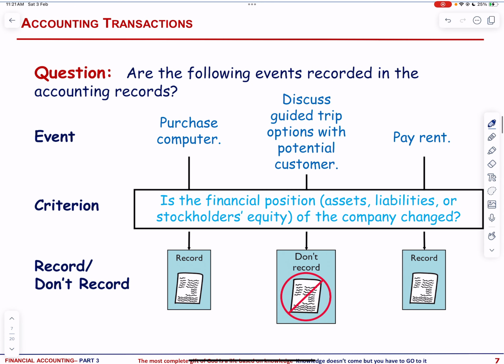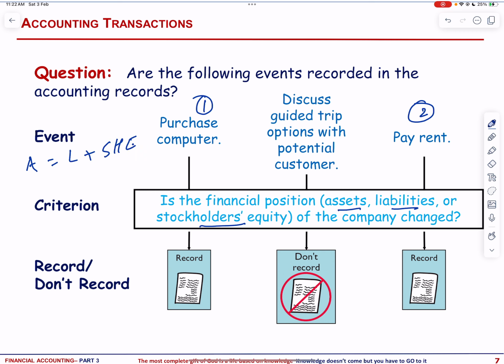So let us see how the accountant may select a transaction to be recorded or not. We have three different events. The first one is the purchase of a computer or the payment of rent. In both cases, this is an economic event because it is going to affect the assets, liabilities, or stockholders' equity. Like when we are purchasing, we have the accounting equation.